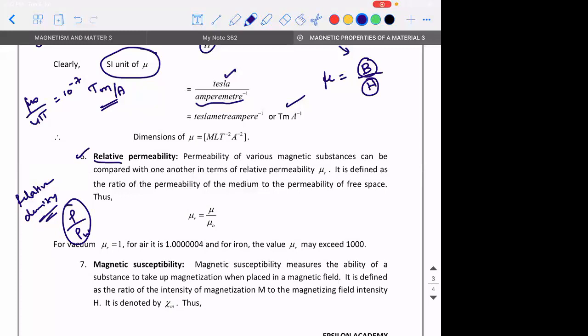You can say something like the speed of light in a given material to the speed of light in vacuum. In a similar way, relative permeability is the ratio of the permeability of a material to the permeability of free space.